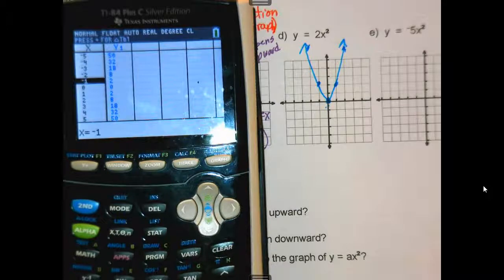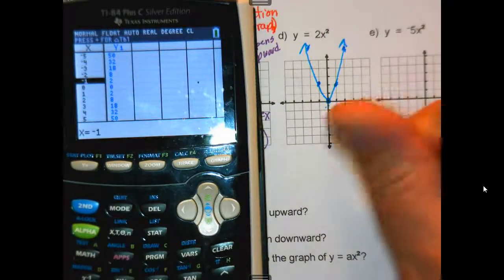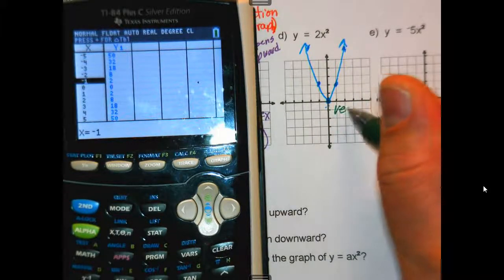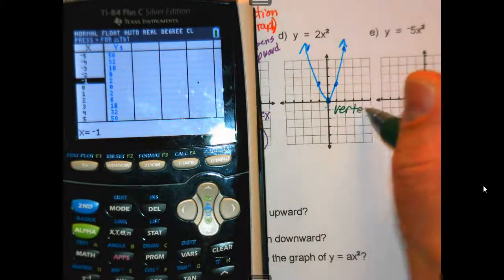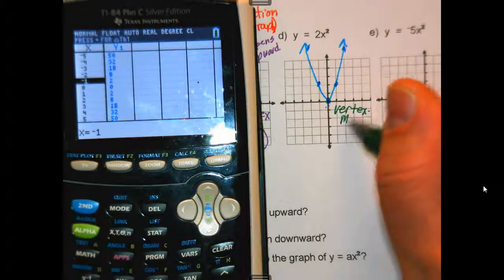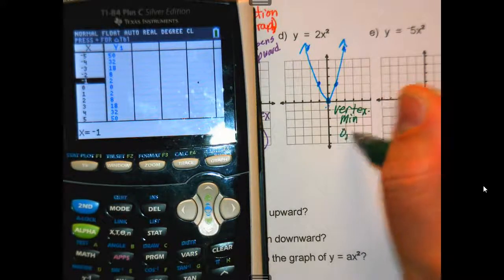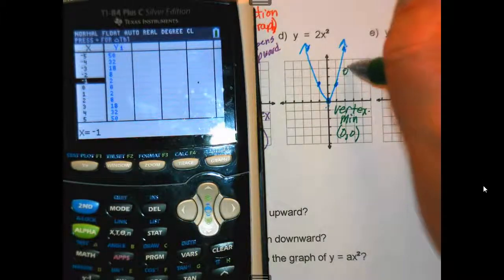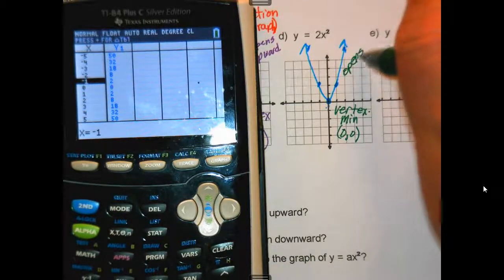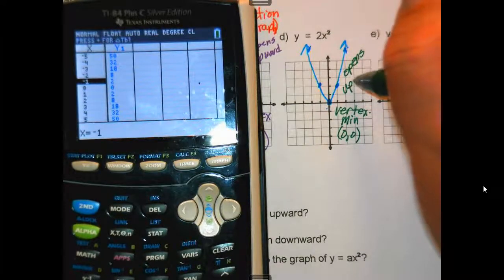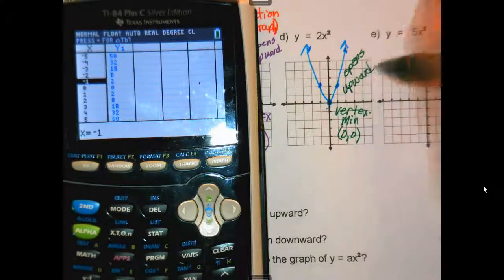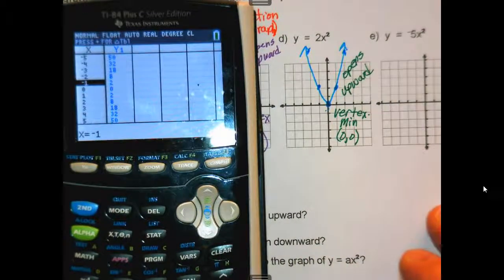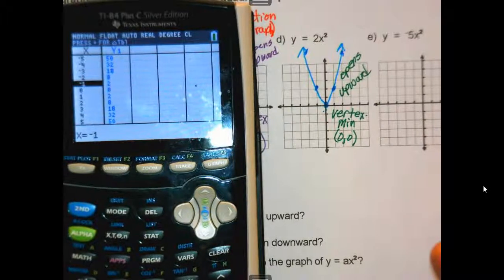Okay, a couple of things about this one. My vertex is a minimum at 0, 0. It opens upward. And that's about it for now.